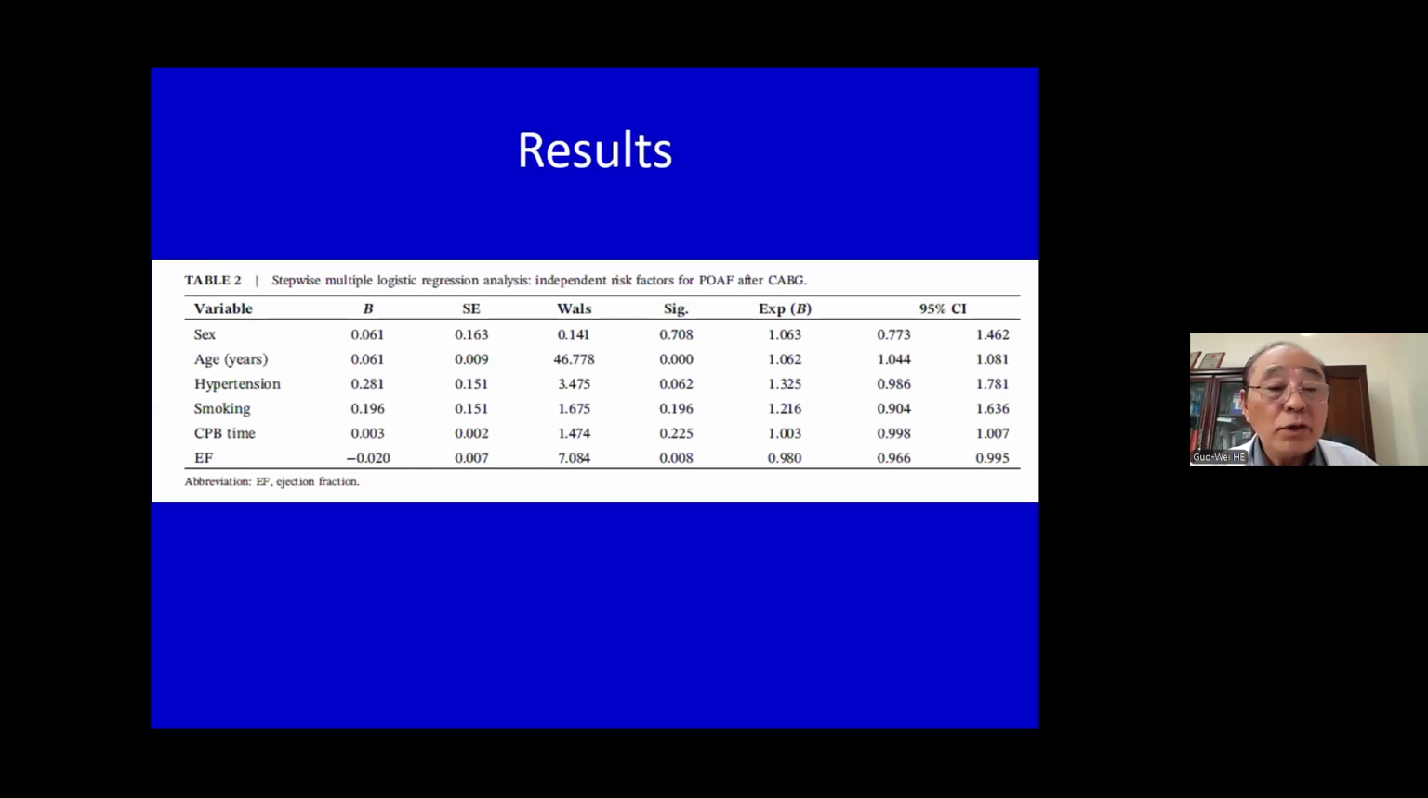Now here we show you the details of the results. Probably we don't need to talk too much about this, but you can see very clearly the age and CPB time, and the low ejection fraction. These 2 are significant independent risk factors.